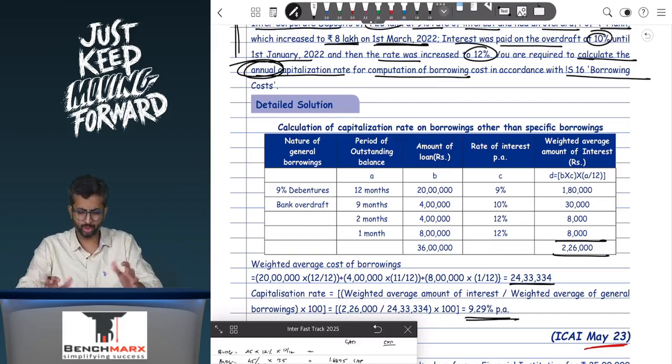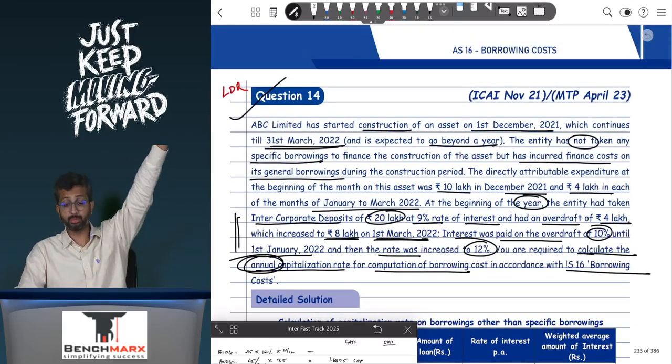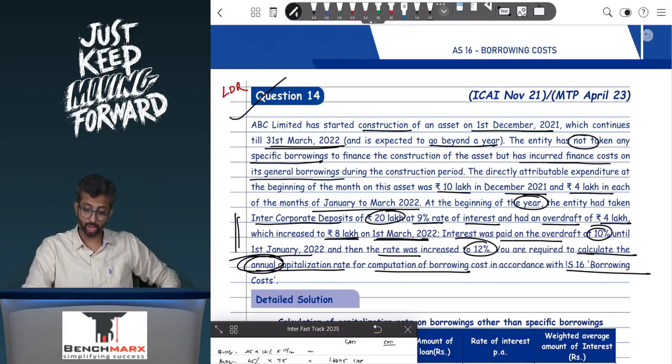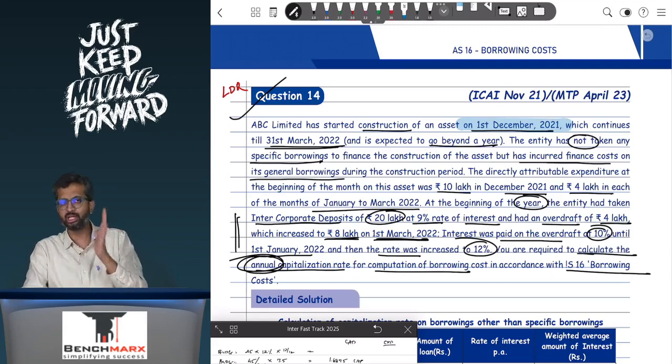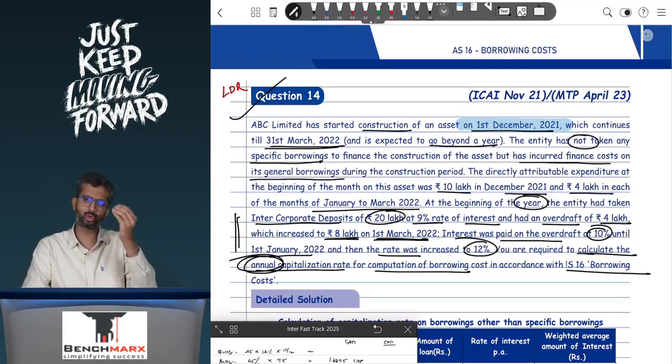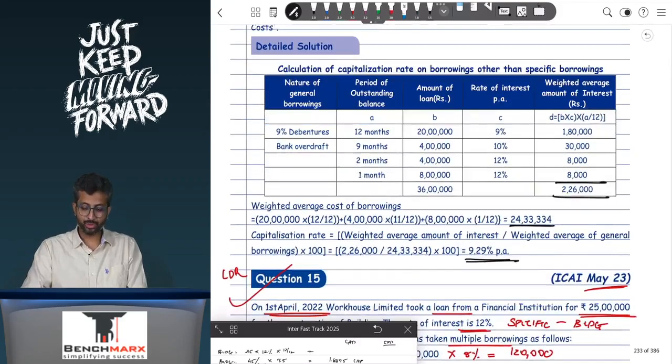So the institute has asked you to find the annual capitalization rate, and hence we have this. Many students say, sir, but the project started on 1st December. Yes, if the question had asked you to calculate eligible borrowing cost, then I would start at 10 lakhs, which is incurred on 1st December for a period of 4 months only, at the rate of 9.29% per annum. Then for every month, I will have 4 lakhs, or whatever the amount is, and that will be at the rate of 9.29% into 3 by 12, 2 by 12, 1 by 12 as the case may be. However, the rate is a percentage per annum rate. The question is asking you to find the annual capitalization rate. Okay, so this takes care of question number 14.